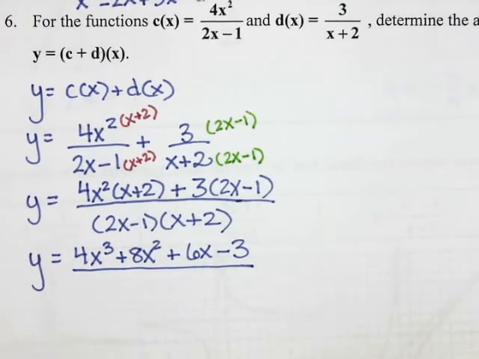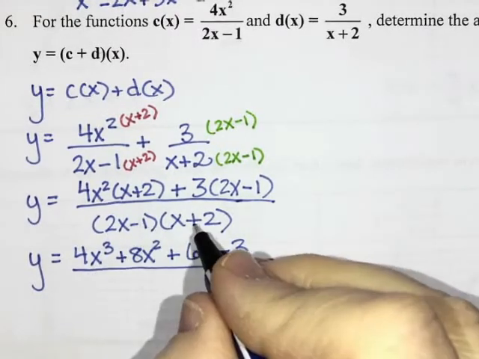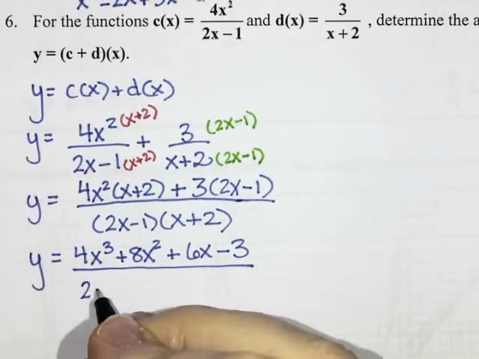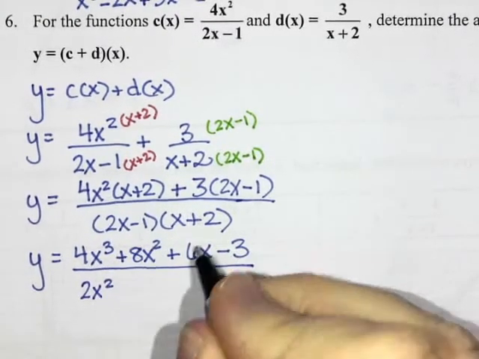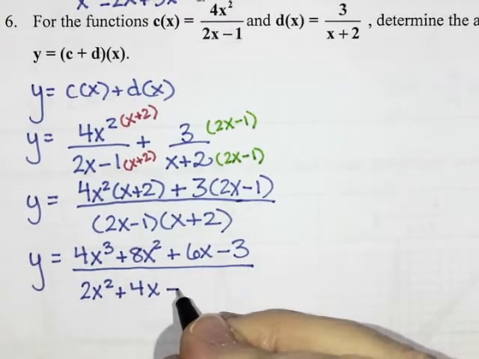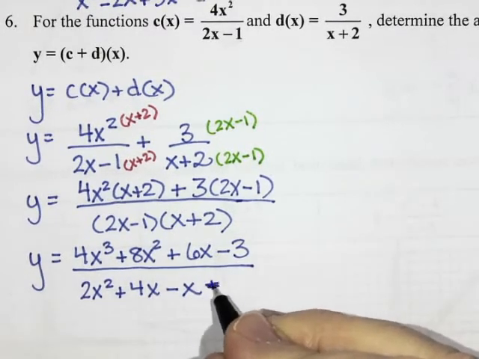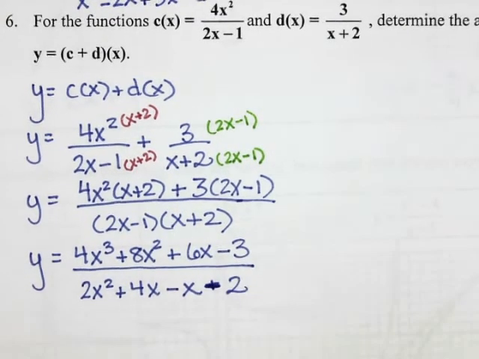Should I multiply out the denominator? If I was only doing vertical asymptotes, I would not. But because we're doing horizontal and oblique, I am going to. So 2x times x is 2x squared. 2x times 2 is 4x. Negative 1 times x is negative 1x. And negative 1 times 2 is negative 2. Not plus. I don't know what happened there.